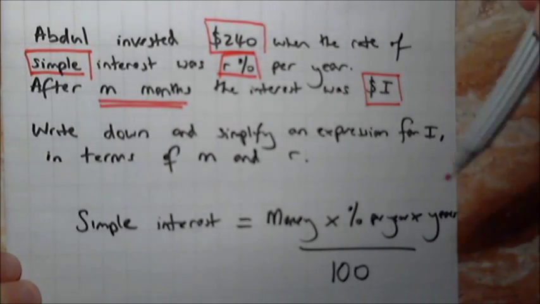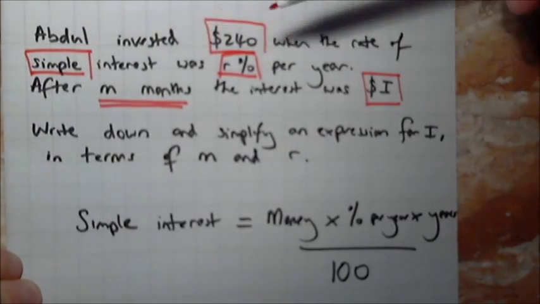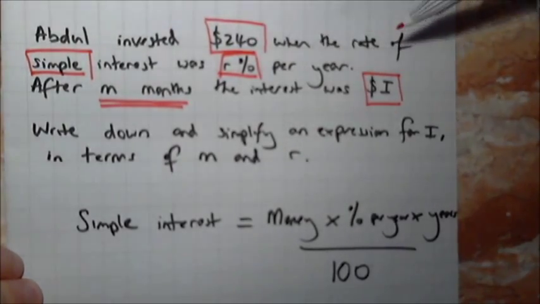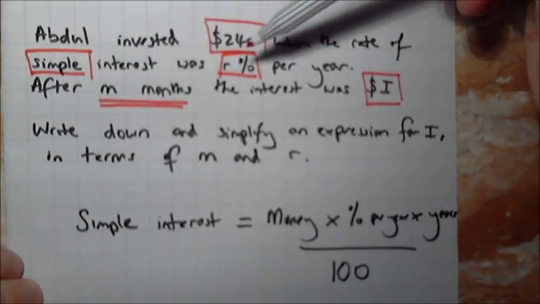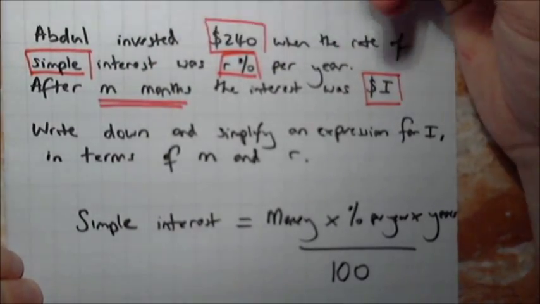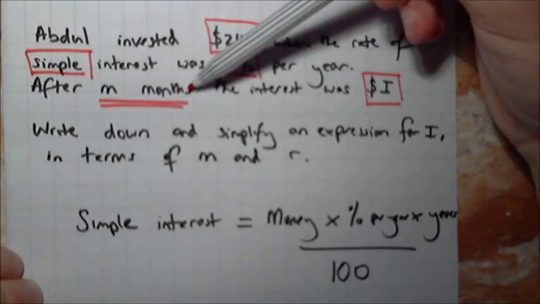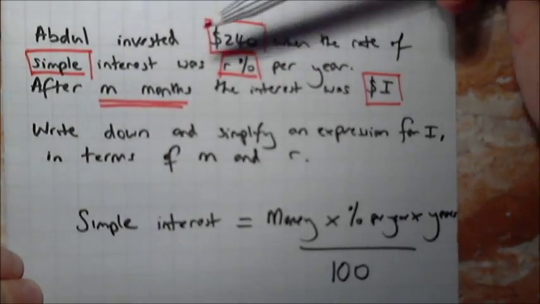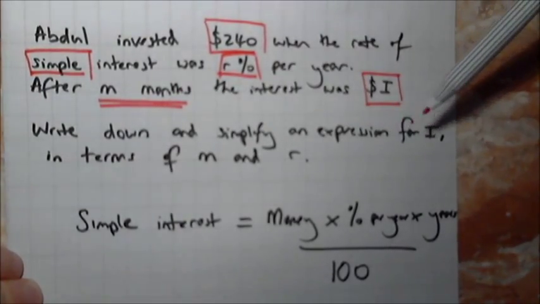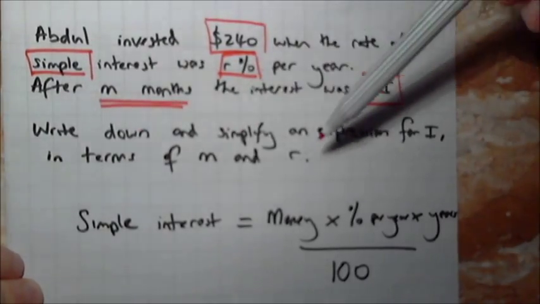Okay, the question says, Abdul invested $240 when the rate of simple interest was R% per year. After M months, the interest was I dollars. Write down and simplify an expression for I in terms of M and R.